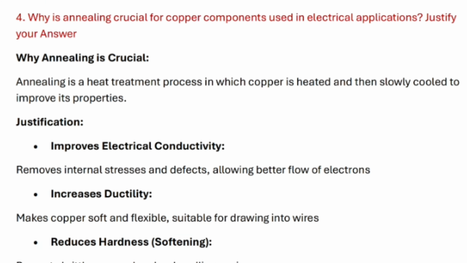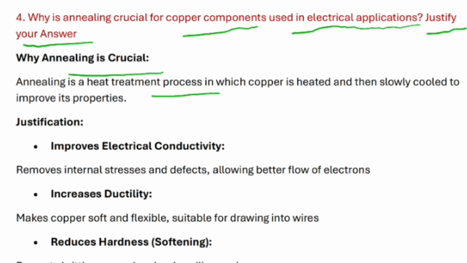applications. Next question, why is annealing crucial for copper components used in electrical applications? Justify your answer. So why is annealing crucial? We should know what is annealing. It is a heat treatment process. When copper is heated and then slowly cooled, it improves its properties.